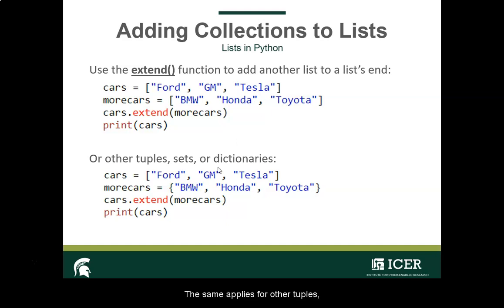The same applies for other tuples, sets, or dictionaries. So here I do the exact same example, except now the variable more cars is a set rather than a list, and you'll see the output is the same.